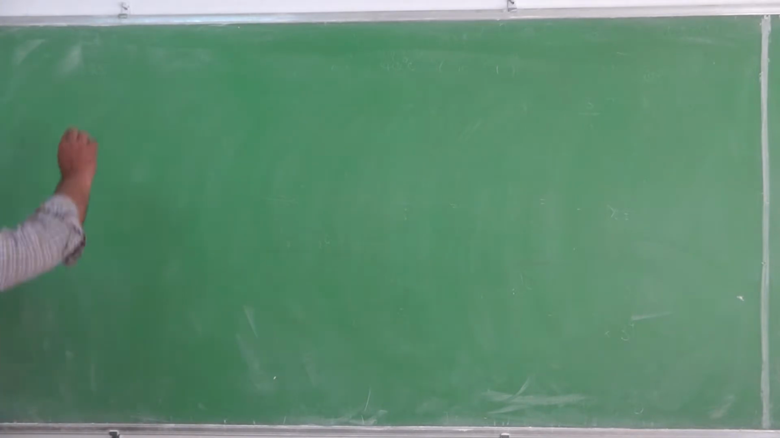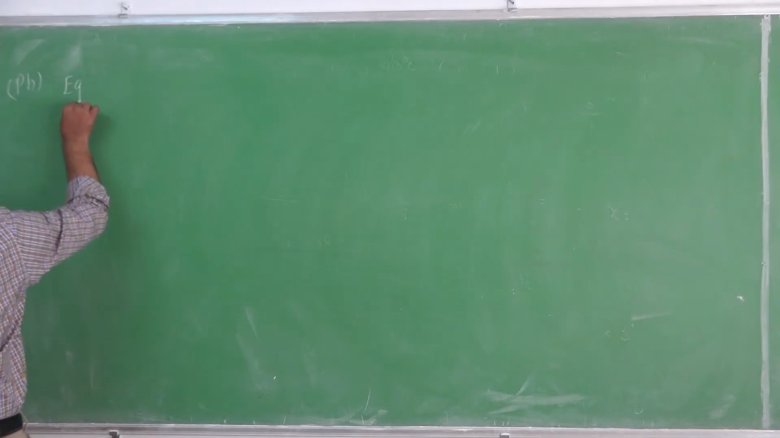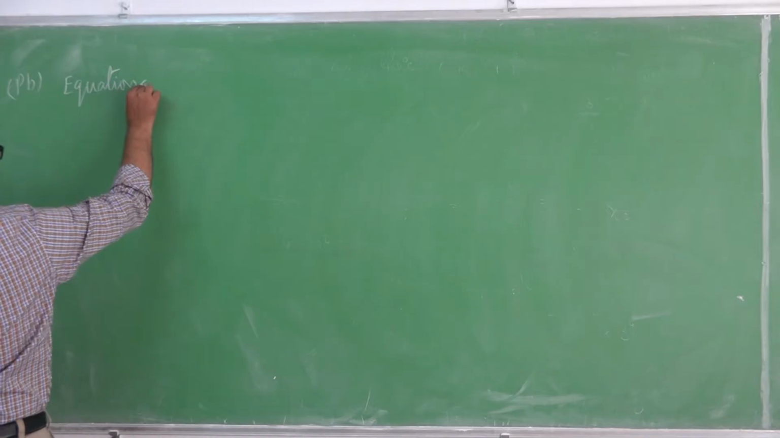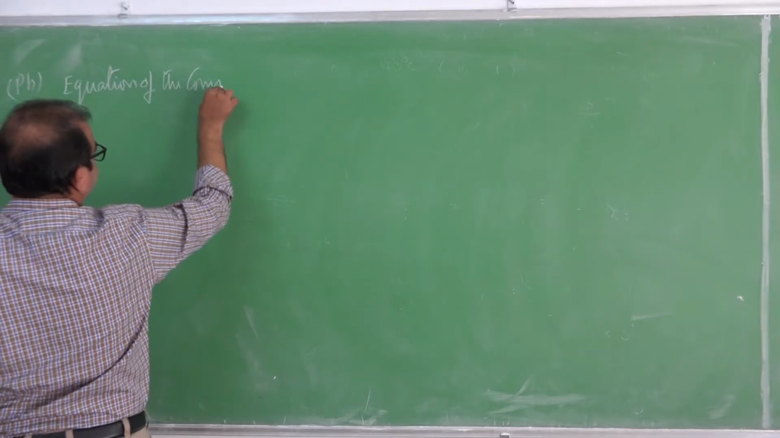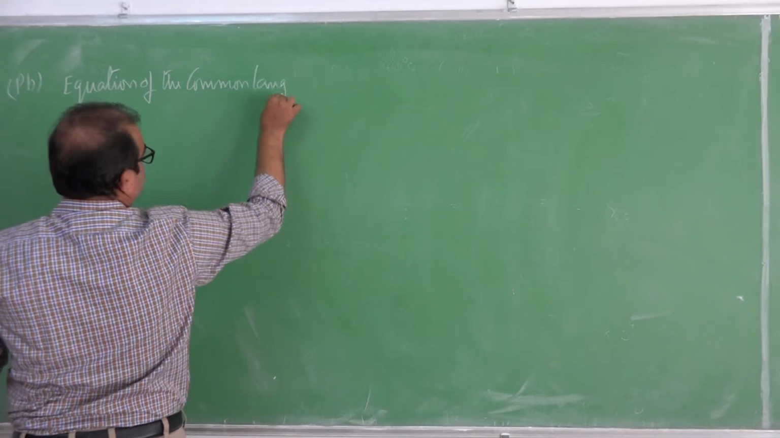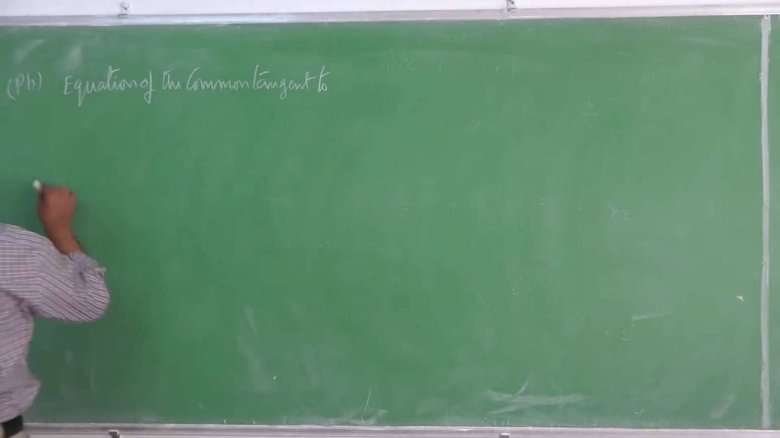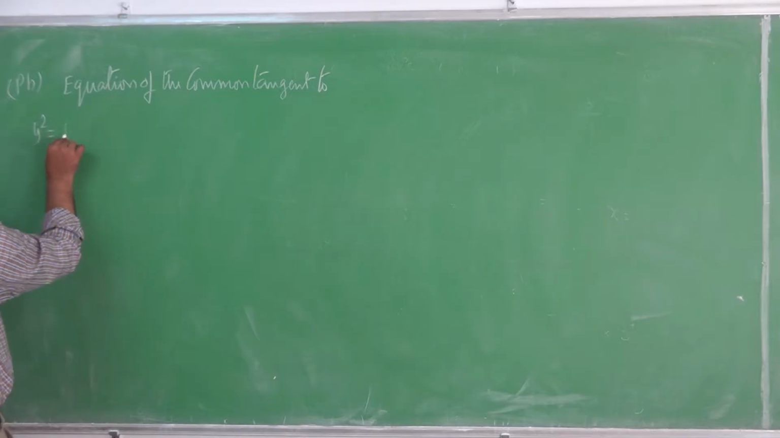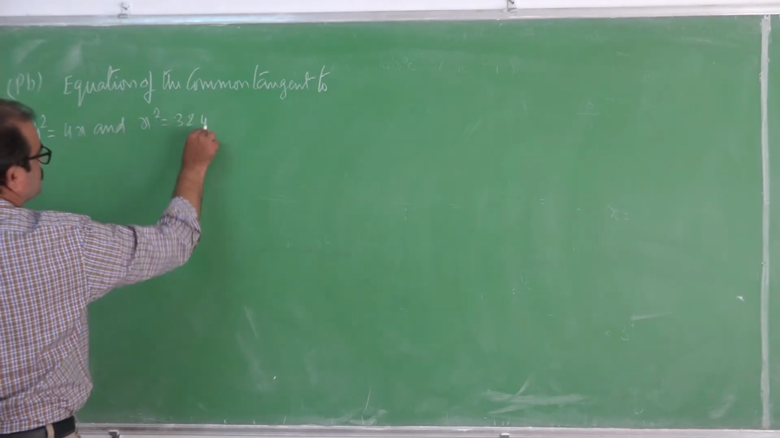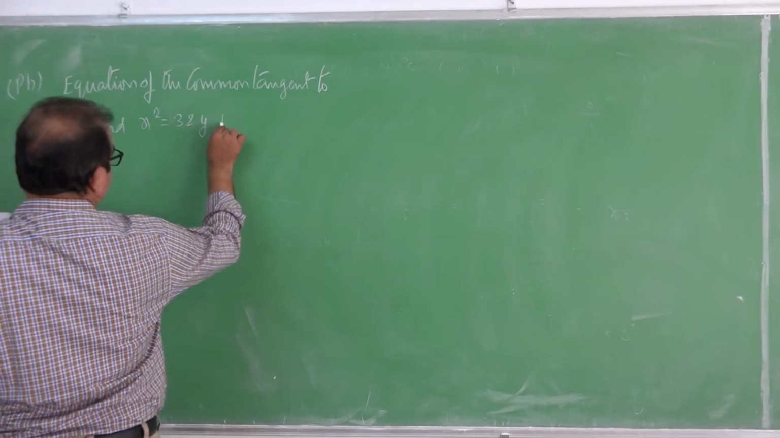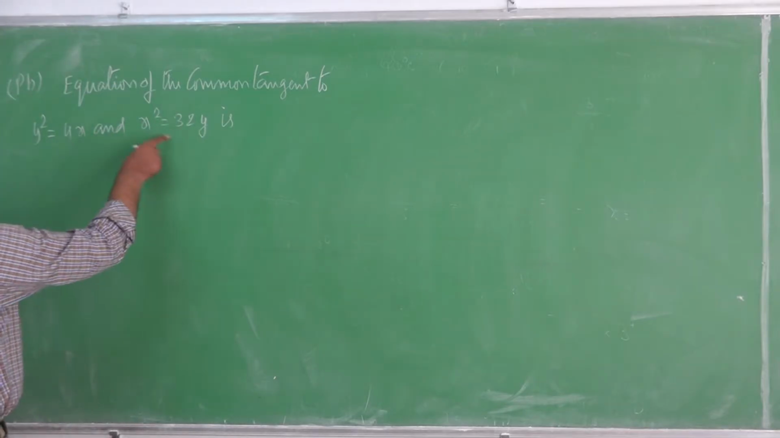Right, first problem. Equation of the common tangent to y square is equal to 4x and x square is equal to 32y is, in this problem we find the common tangent to both these two parabolas.